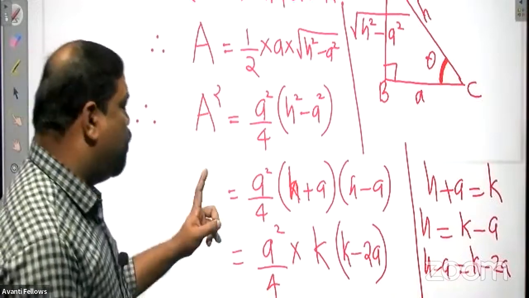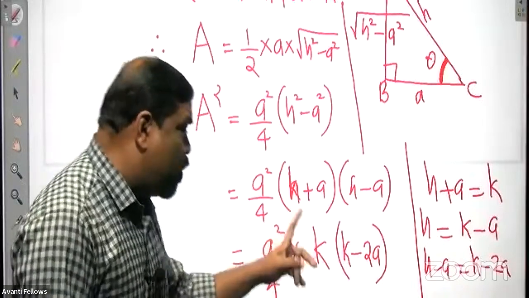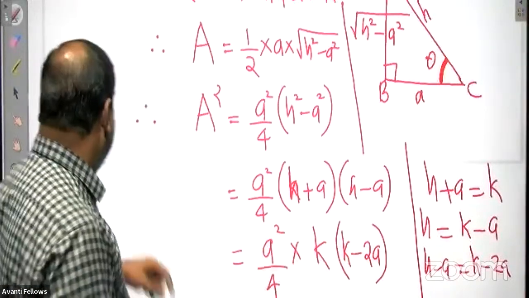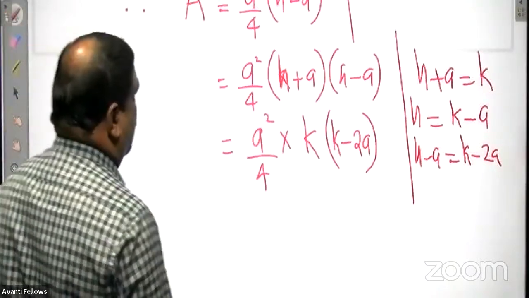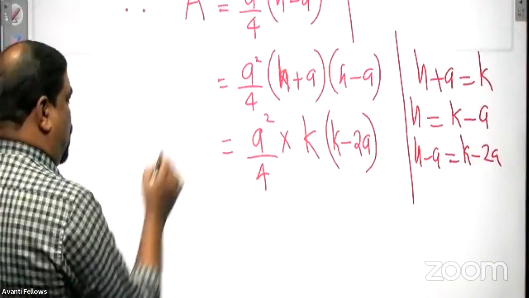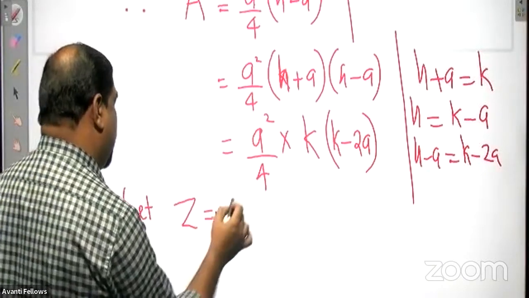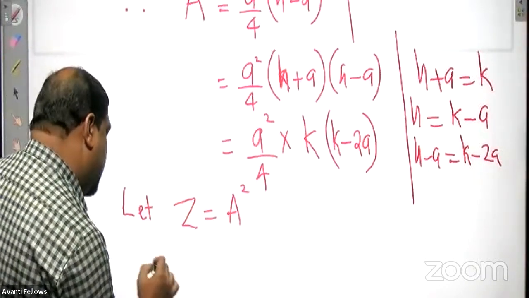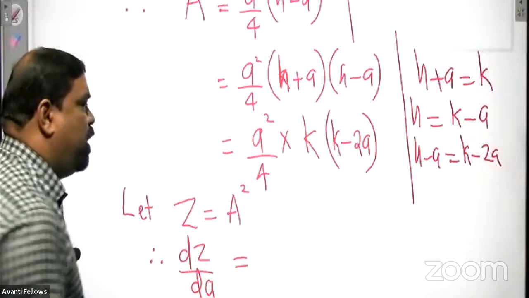Now you can see this is a function in one variable only. The variable is A. K is a constant, 4 is a constant. So A is the variable and we have to differentiate. Let us rename this S square as some Z for derivative purpose, so that we can write dZ by dA. So differentiate it, dZ by dA.